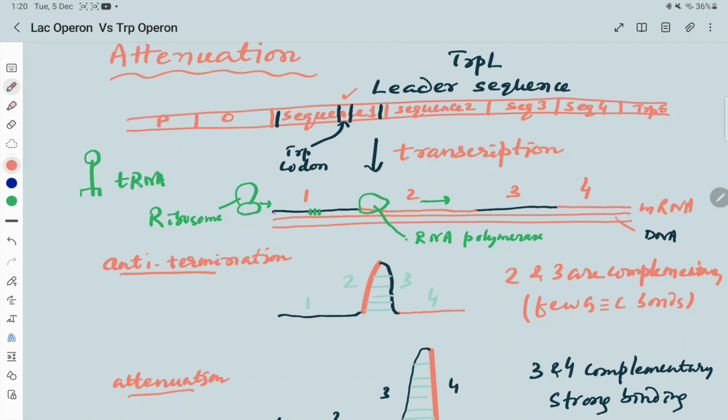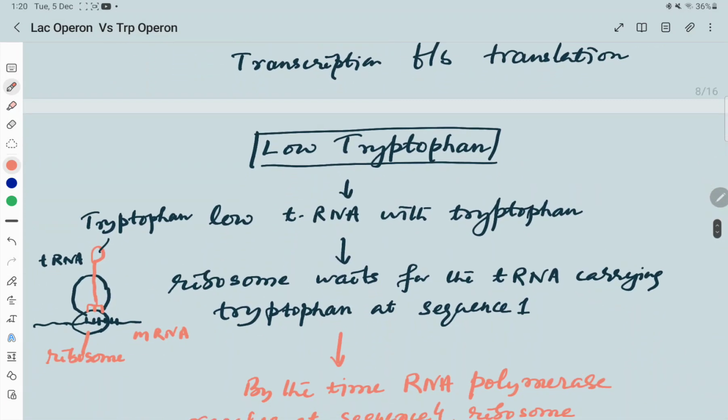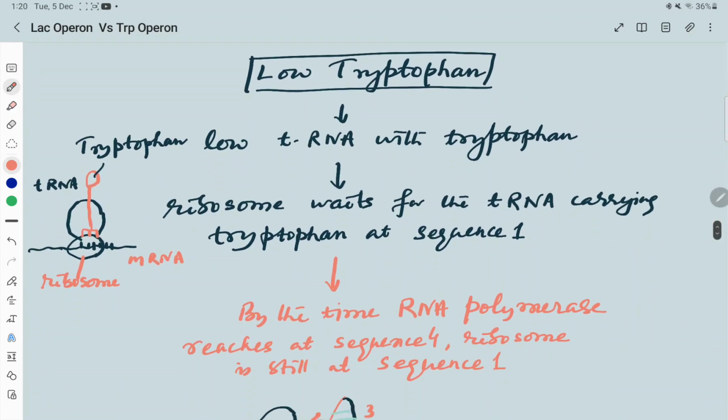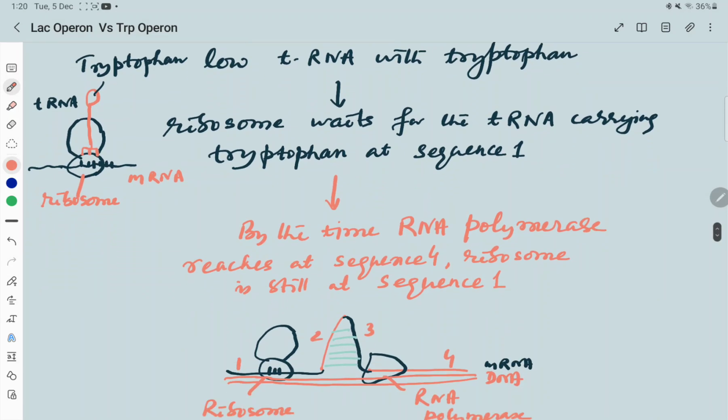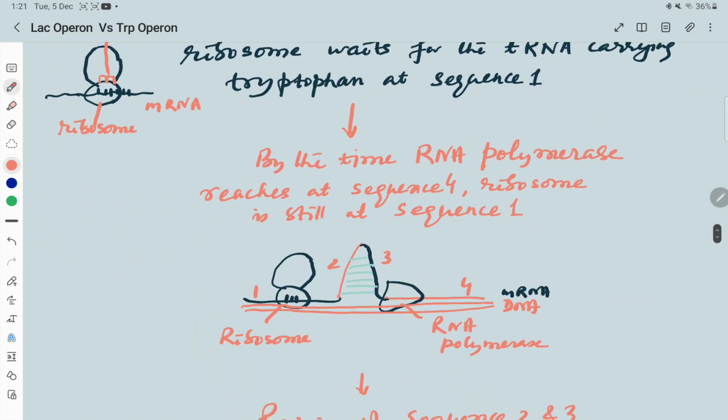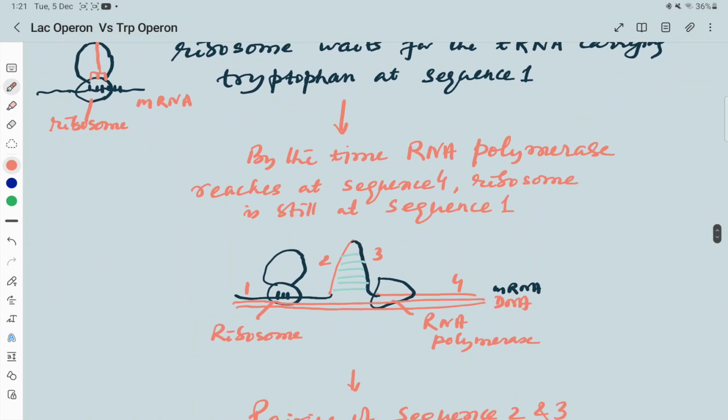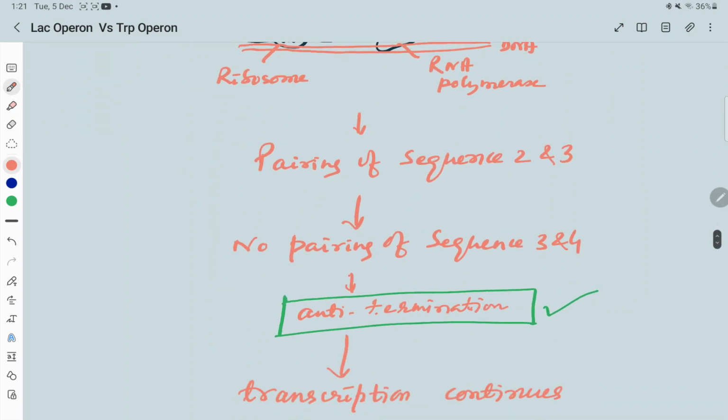So for translation, tRNA is required, and when it moves along the sequence 1 with TRP codon, tRNA with tryptophan is required. So that depends on the availability of tryptophan. So when there is low tryptophan, tRNA with tryptophan is low, and the ribosome waits for the tRNA carrying tryptophan at sequence 1. By the time RNA polymerase moves to sequence 4, the ribosome is still at sequence 1, so there is pairing of 2 and 3. That means there will be no pairing of 3 and 4.